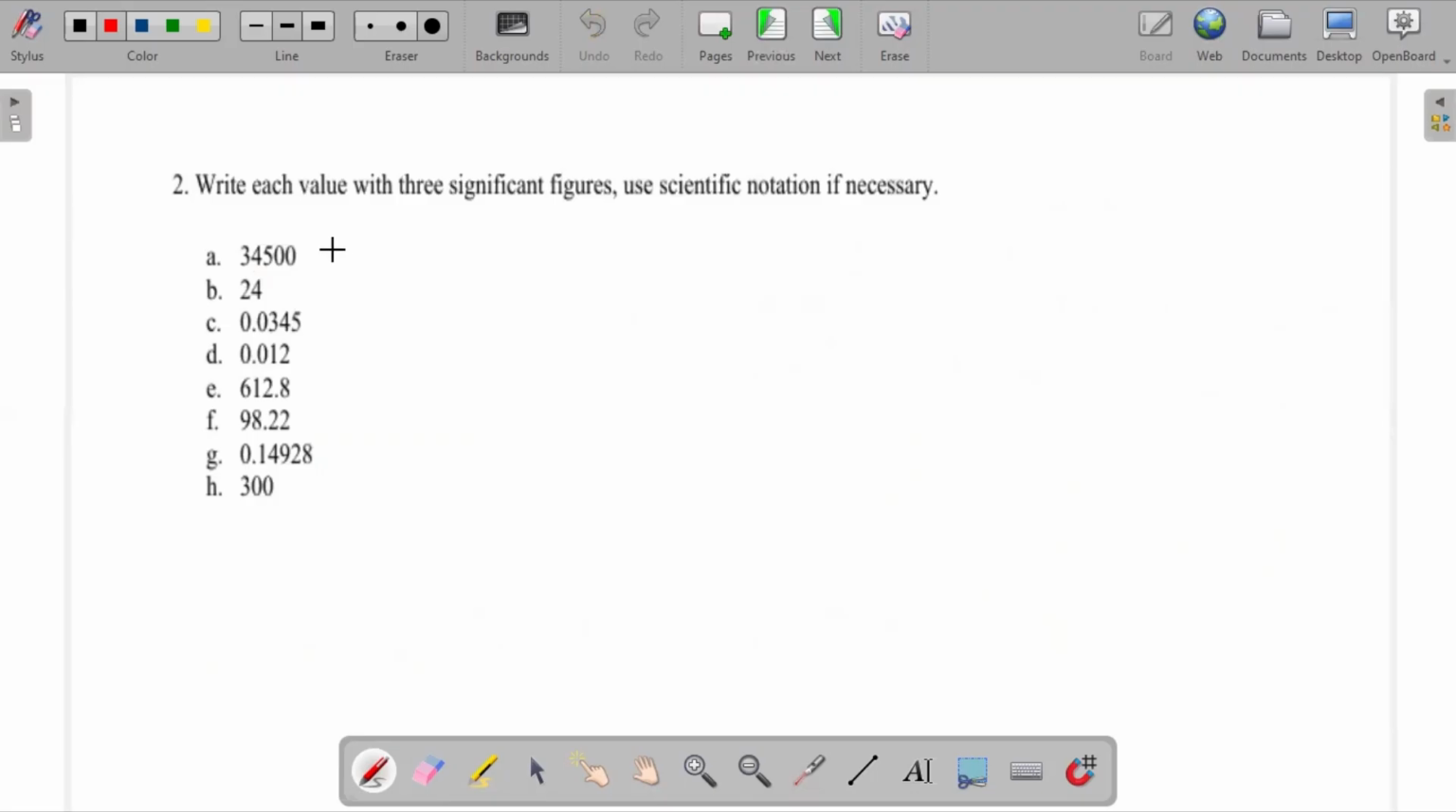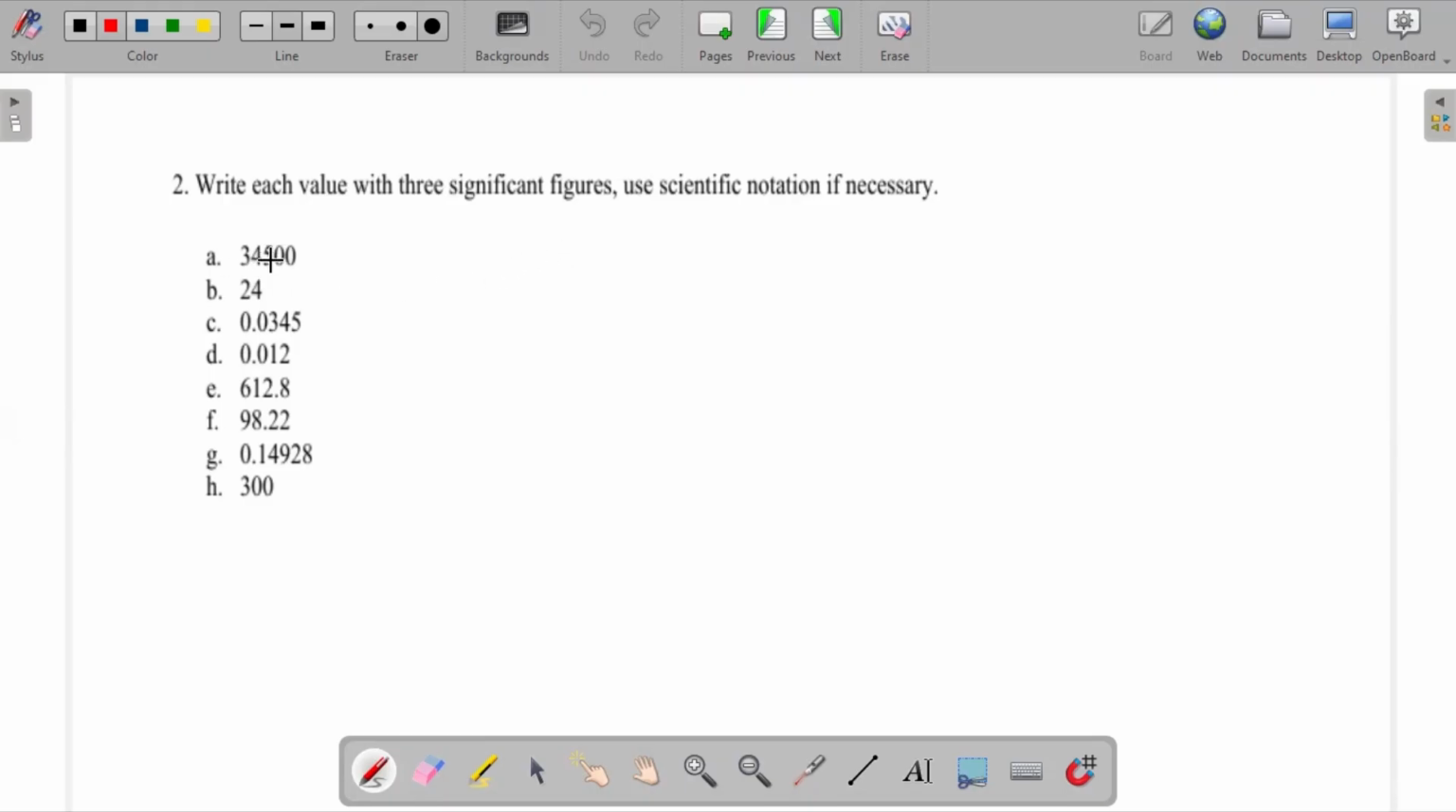Okay, so the question is saying write each value with 3 significant figures. Use scientific notation if necessary. So we are still applying the same use of significant figures, but we need to have 3 significant figures, and we are allowed to use scientific notation if necessary, right? So let's start with the first one there.